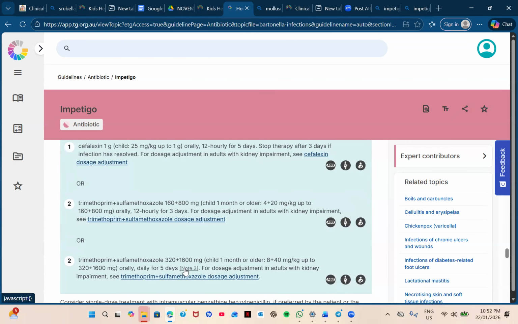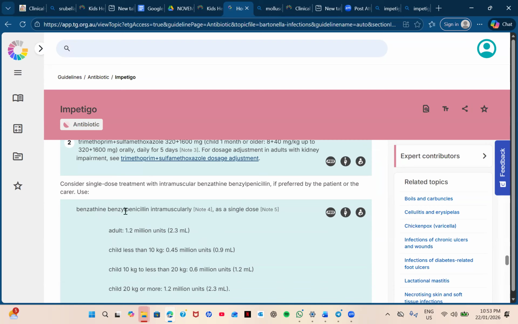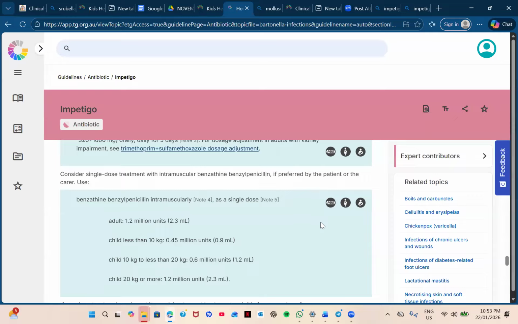Then consider a single dose of treatment with intramuscular benzathine benzyl penicillin if preferred by the patient or carer. Okay, if a mom comes in with her baby with impetigo, like bullous impetigo, and mom is requesting a single dose of treatment for that, in that case, we can give intramuscular benzathine benzyl penicillin as a single dose.